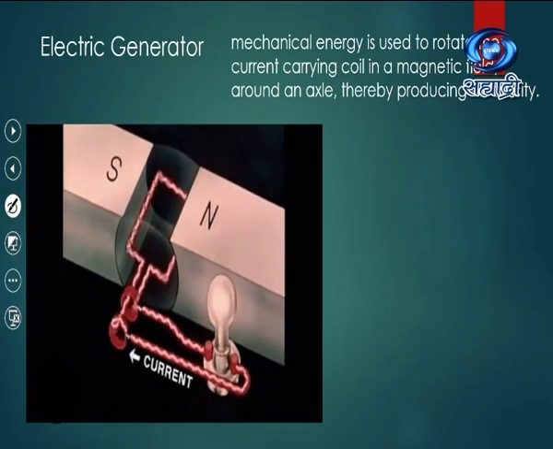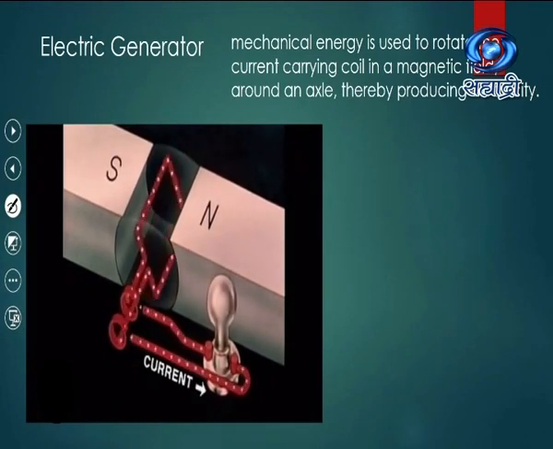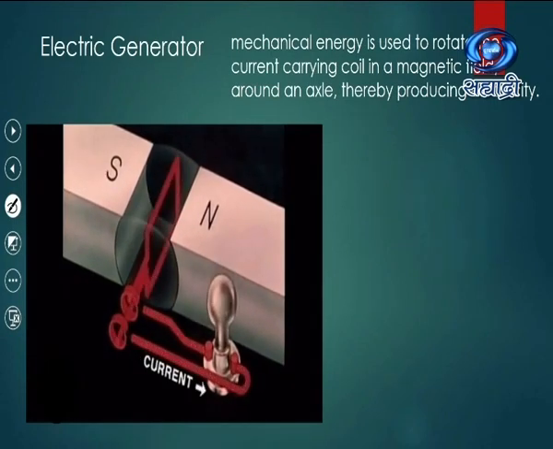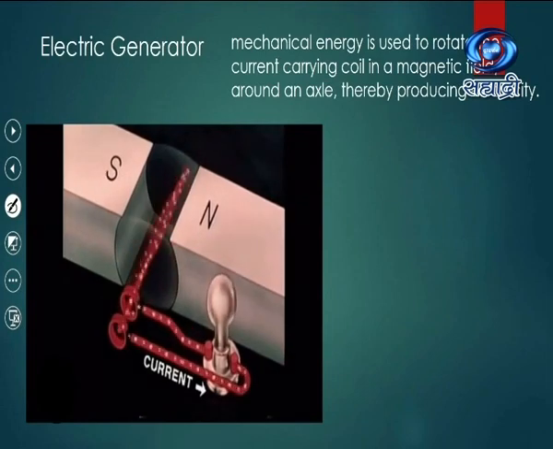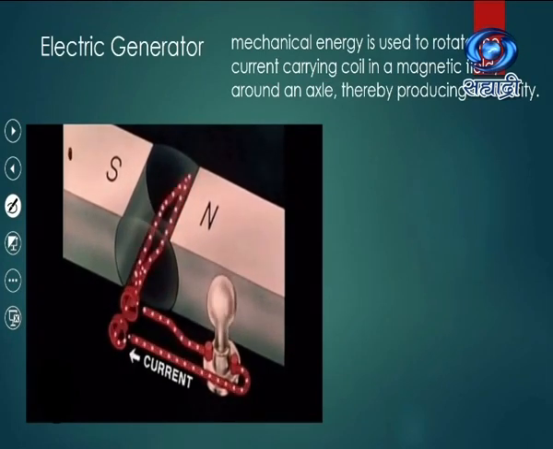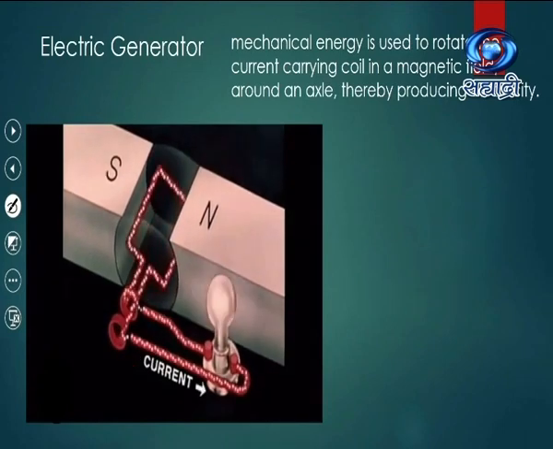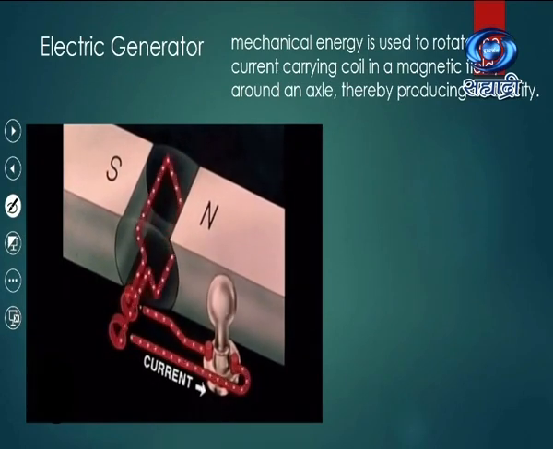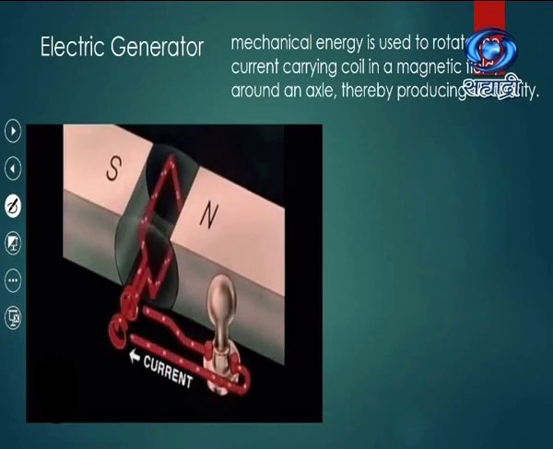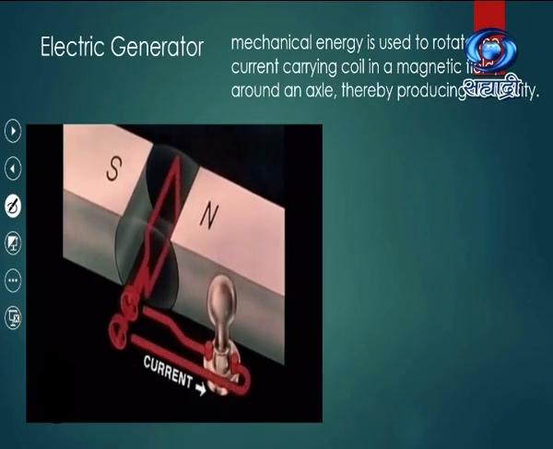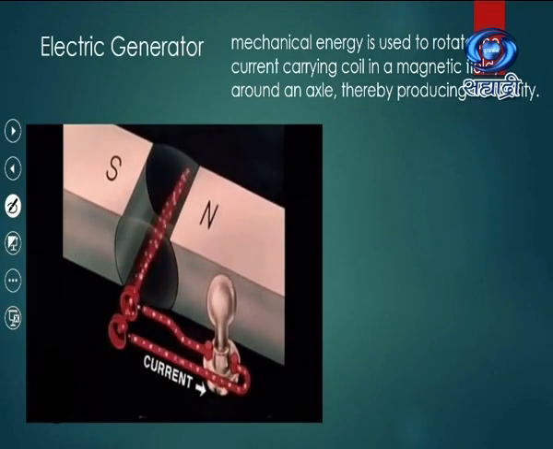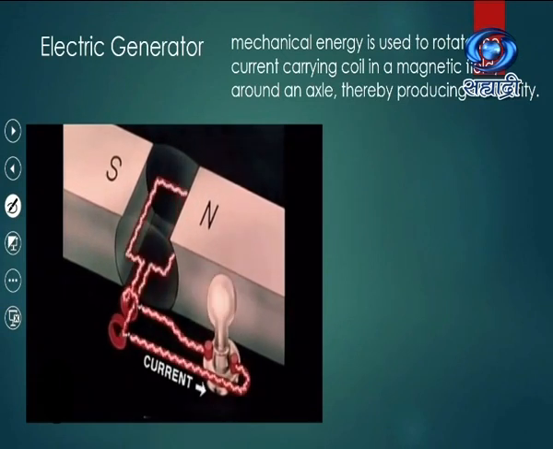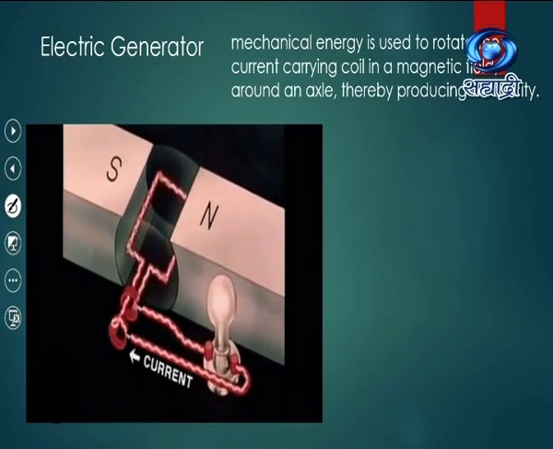So this is a very interesting part: the electric generator. Students, we have seen experiments on electromagnetic induction. In those experiments, the amount of current produced was very small. But the same principle is used to produce a large amount of current. So let us understand the construction and working of the electric generator. In an electric generator, mechanical energy is used to rotate the coil in the magnetic field around the axle, thereby producing electricity. Here you can observe the armature is rotated by mechanical energy, and this is how current is produced.